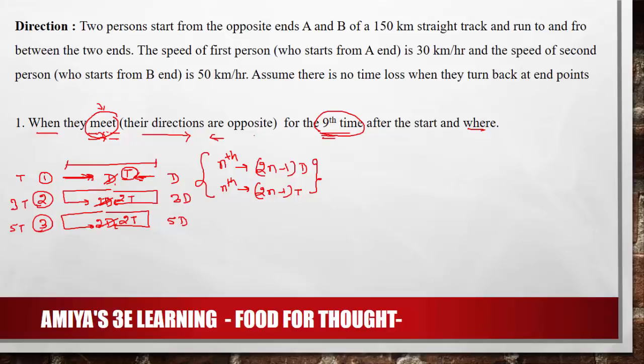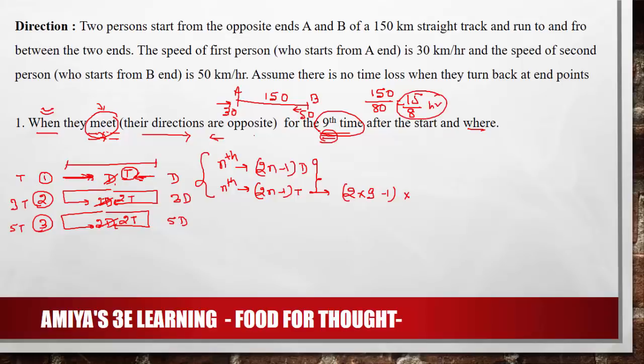We have to find the ninth meeting, and when means time. If we are going to find the time, that is 2 into 9 minus 1, into the first meeting time. How can we find the first meeting time? First of all, what is in the question? We have 150 kilometers. One person starts from point A with a speed of 30, another person starts from point B with a speed of 50. For the first meeting time, our distance is 150 and the relative speed is 80. That is 15 upon 8 hours, the first meeting time.